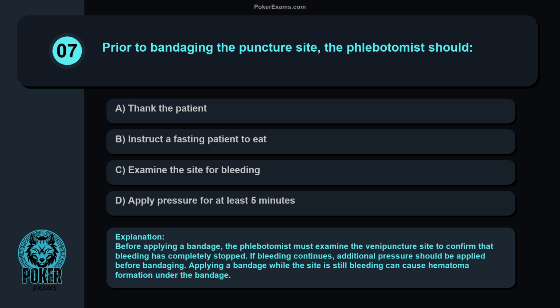Before applying a bandage, the phlebotomist must examine the venipuncture site to confirm that bleeding has completely stopped. If bleeding continues, additional pressure should be applied before bandaging. Applying a bandage while the site is still bleeding can cause hematoma formation under the bandage.